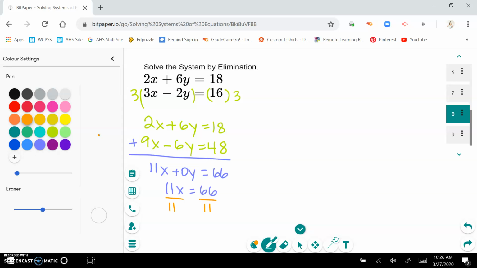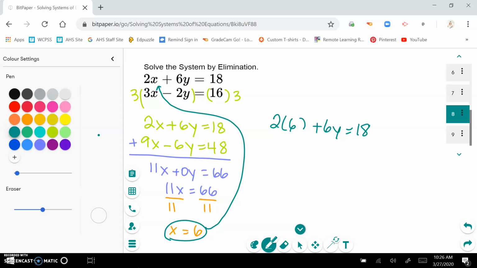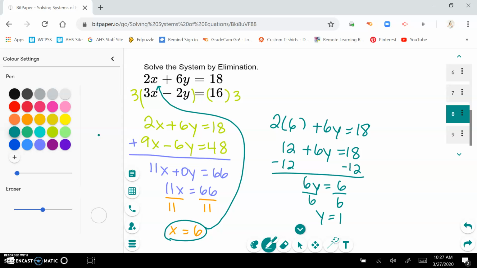Finally, we divide by 11 so that we see that x is equal to 6. Just like in the other example, we'll plug 6 in, and it doesn't matter which equation we plug it into. I'm just going to plug it into the top one. So we're going to have 2 times 6 plus 6y equals 18. So 2 times 6 is 12, plus 6y equals 18. Minus the 12, 6y is equal to 6. Divide by 6, so y is equal to 1. Giving us our final answer of (6, 1).